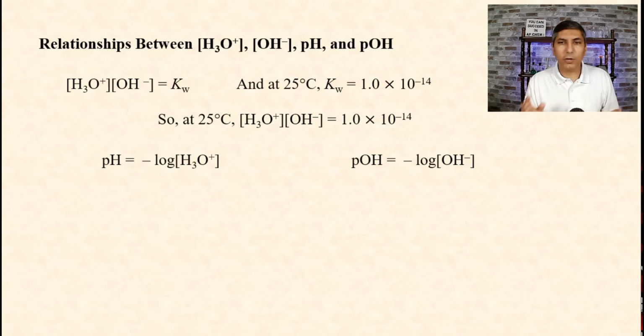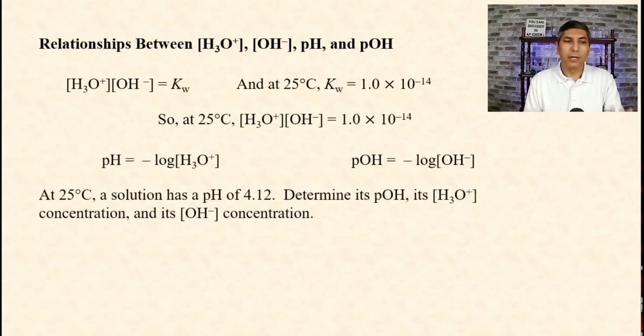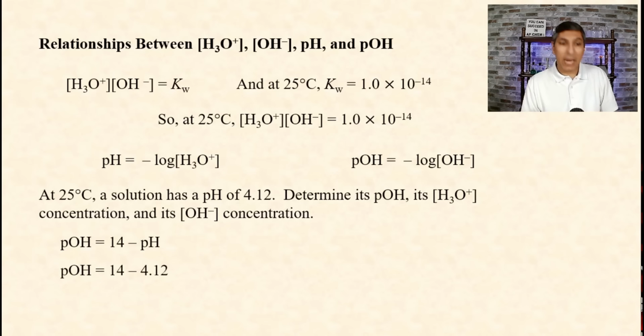So with this set of equations here, we can answer all kinds of things about pH, pOH, hydroxide concentration, hydronium concentration. Let's say that at 25 degrees Celsius, a solution has a pH of 4.12. Determine its pOH, its hydronium ion concentration, and its hydroxide ion concentration. Well, the pOH part is probably the easiest. We know that pH plus pOH equals 14. So to solve for pOH, we just have to take 14 minus that pH. So 14 minus 4.12 is about 9.88. So that's the first part of this.